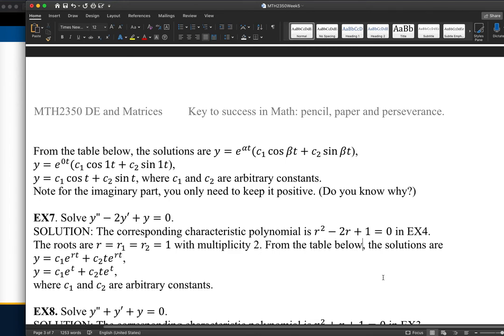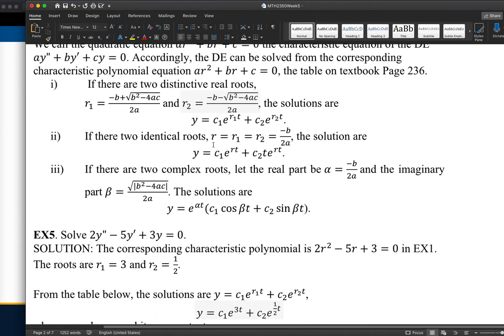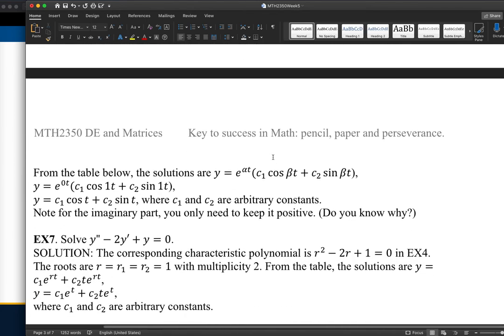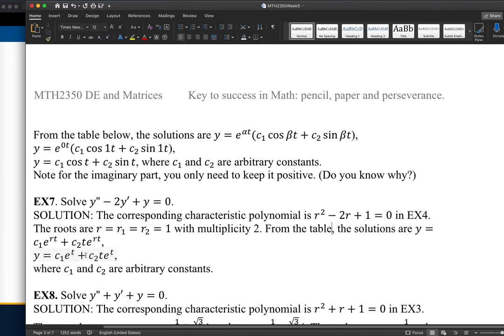According to the arrangement in the table on the previous page, there are 3 cases, and this is the case in the middle, when we have one single root with multiplicity 2. The solution is a linear combination of the exponential function, with an extra t times the same exponential function. So the solution for example 7 is C1 times e to the t plus C2 times t times e to the t. So this is the solution we have.